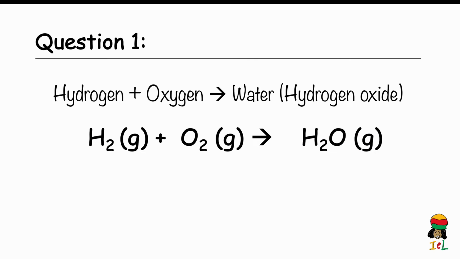Question 1. Balance the following chemical equation for the combustion reaction involving hydrogen gas as it reacts with oxygen gas to produce water in the form of steam, which is water in the gas state. Also, here is an interesting fact about water. Water is the trivial name of the compound, while its chemical name is hydrogen oxide.